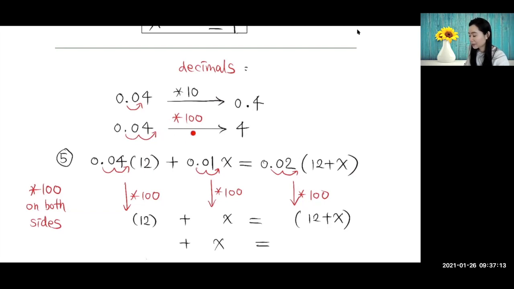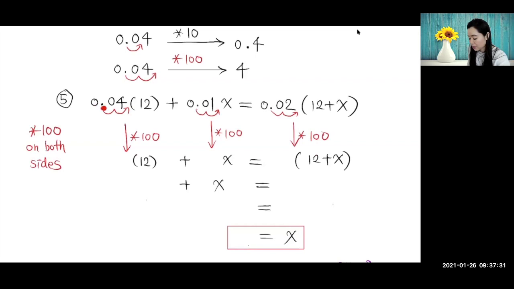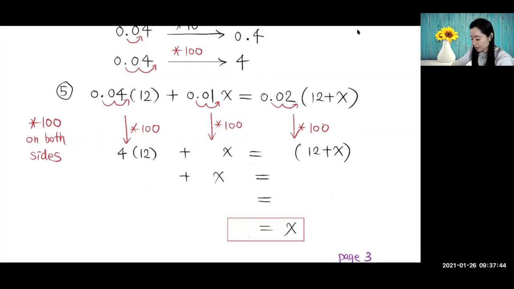So over here we times 100. This one here we have 2 digits after the decimal point. So for all of this, we times 100 on both sides of the equation. We times this 100 on this side. Now 0.04 times 100, move the decimal point 2 places. Then you get 4. And then you just use the 4 here times the 12. Now some of you might ask me, how come you don't use this 100 times the 12 over here?